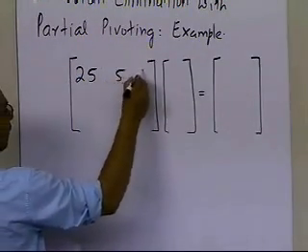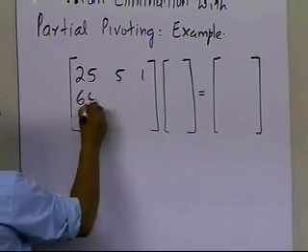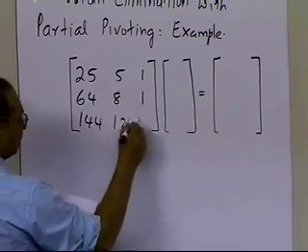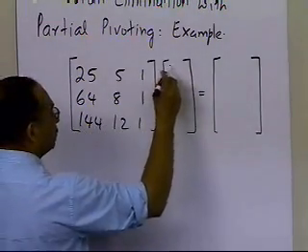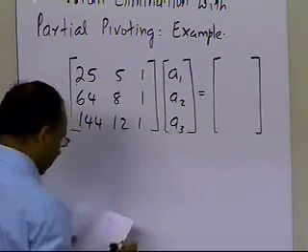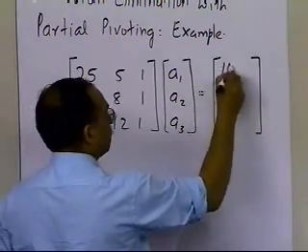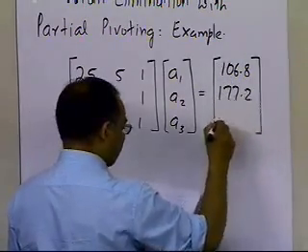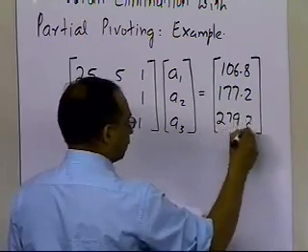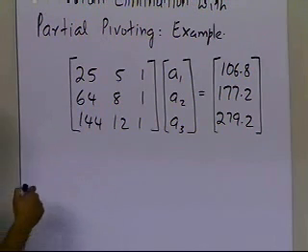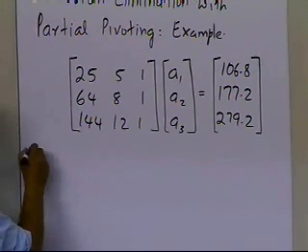This is the coefficient matrix which is given to us. And we have three unknowns, a1, a2, a3. And the right hand side is given as 106.8, 177.2, and 279.2. What we want to show is how we can solve this particular example by using Gaussian elimination with partial pivoting.